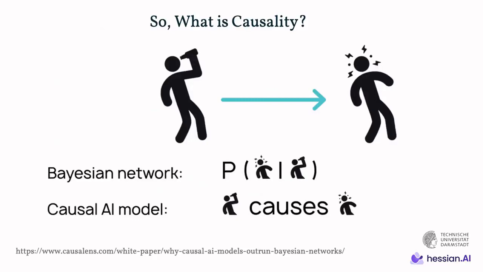So the difference between causality and statistical machine learning or probabilistic graphical models: in probabilistic graphical models, you talk about conditional probabilities, but in causal AI models, you talk about causes and effects, although you can use the same representation to represent them, right? The DAGs, but the answer that you're searching for becomes different.